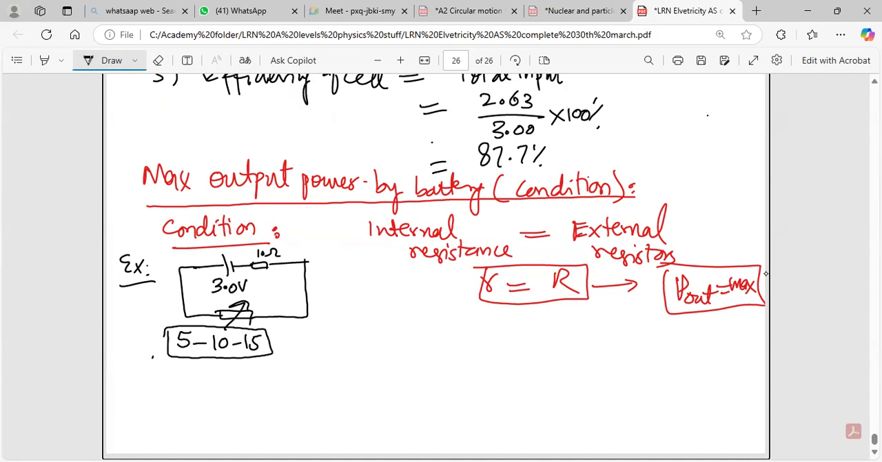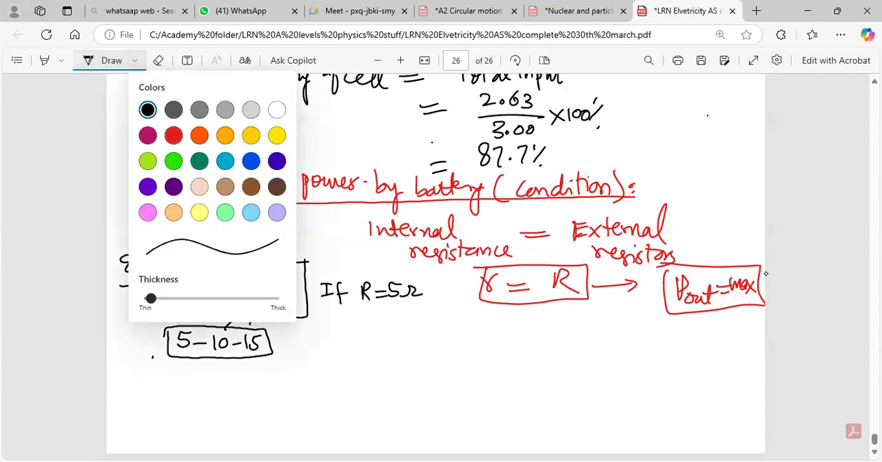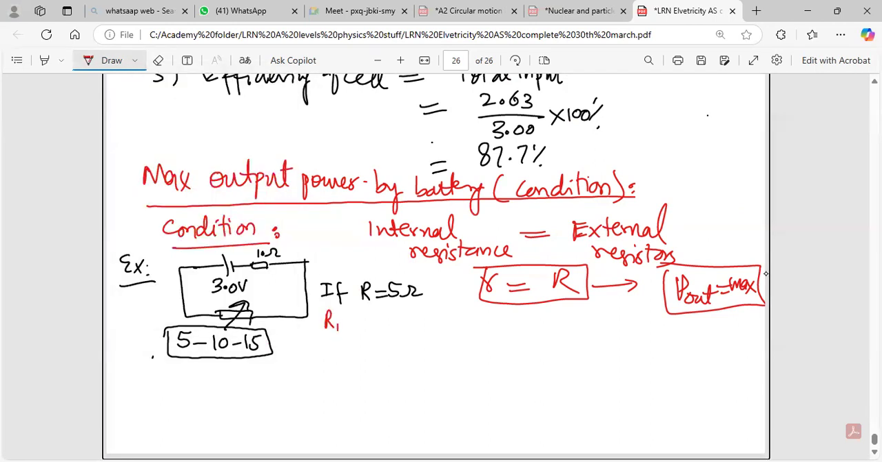So what will be your task? We say that if the external resistor is 5 ohm, then you will have to find how much is the total resistance, how much is the current flowing, how much is the useful output voltage, how much is the lost voltage, how much is the power input, which is power produced, and how much is the power output, which is across the external resistor. And similarly, you will do it for the others too. First I'll be doing it for 5 and you will be doing it for 10 and 15.